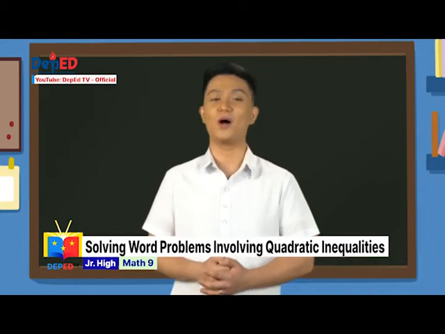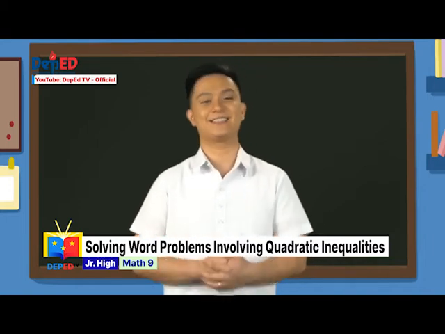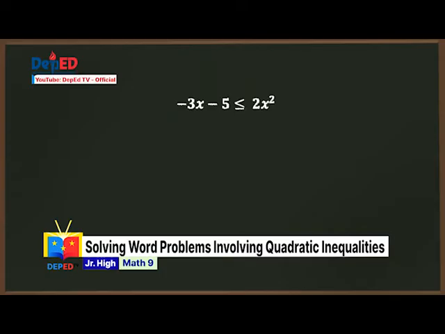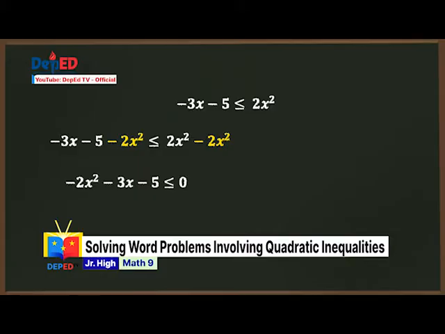So 2 down, 1 to go, kagamath. Let's do this. So item number 3, negative 3x minus 5 is less than or equal to 2x squared. Are we thinking of the same thing? And that is to decrease both sides by 2x squared. So what must we get then? Of course, negative 2x squared minus 3x minus 5 is less than or equal to 0. I already arranged the terms in descending powers.